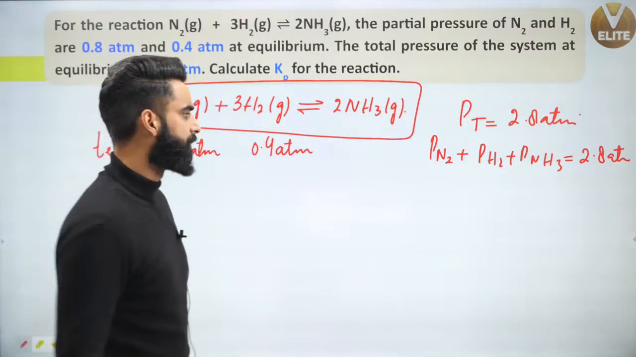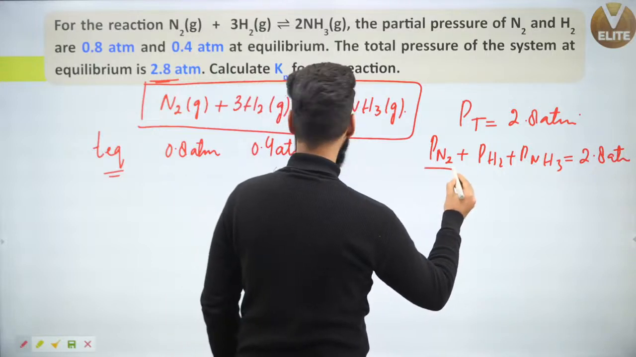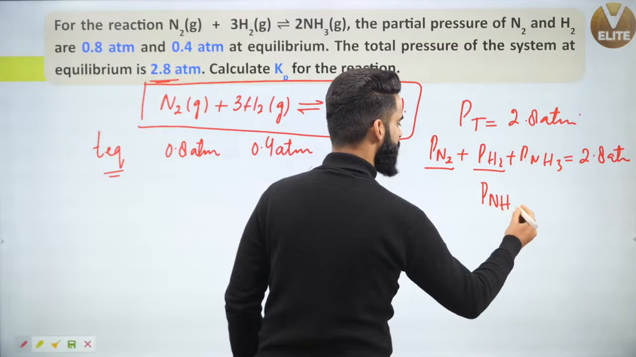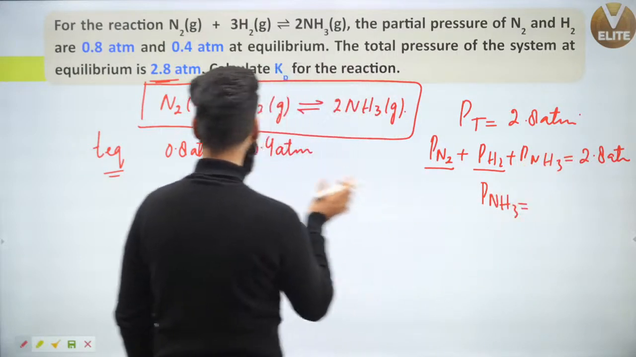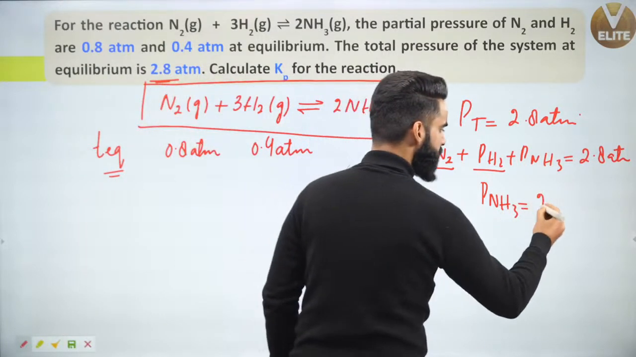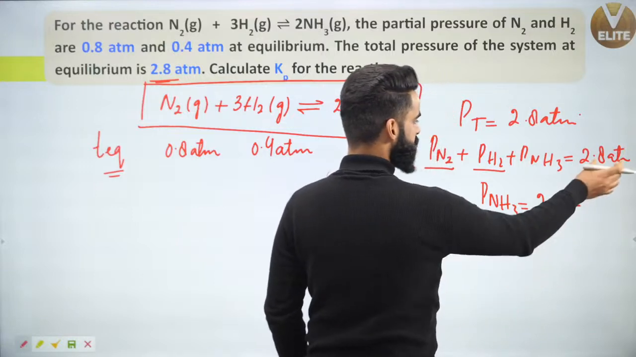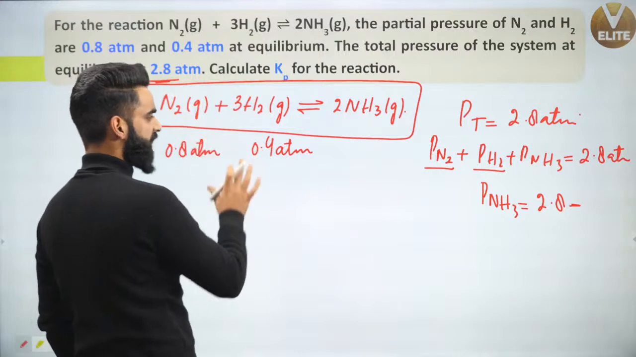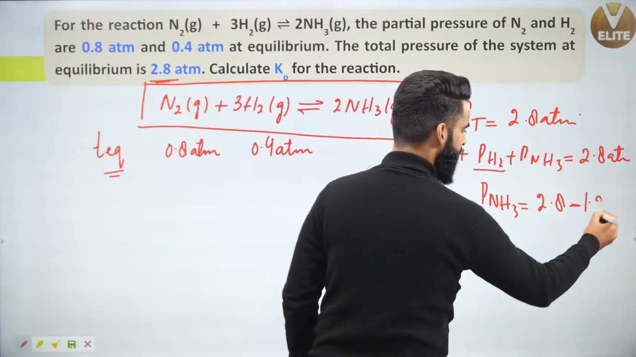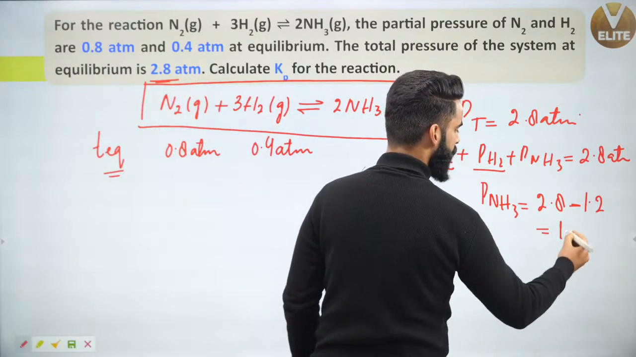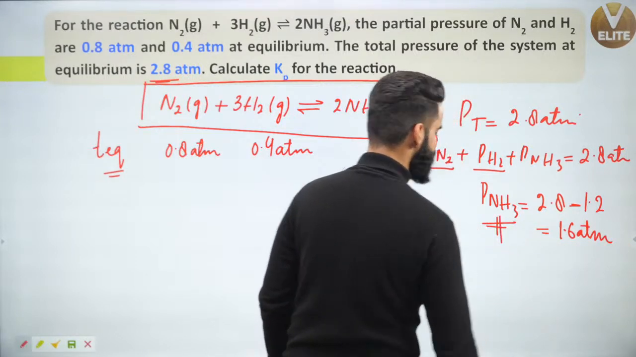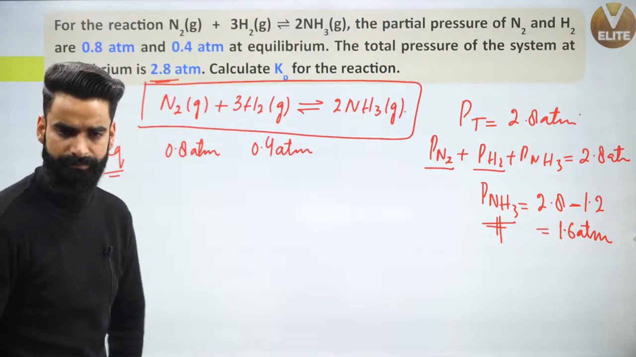Now what am I going to do afterwards? I'm given the partial pressure of N2 and the partial pressure of H2. Can I calculate the partial pressure of NH3 from here? It is going to be equal to 2.8 minus the sum of the partial pressures of these two, 0.8 plus 0.4, that means 1.2. So 2.8 minus 1.2 comes to 1.6 atm. So 1.6 atm is the partial pressure of NH3 in this reaction, okay?